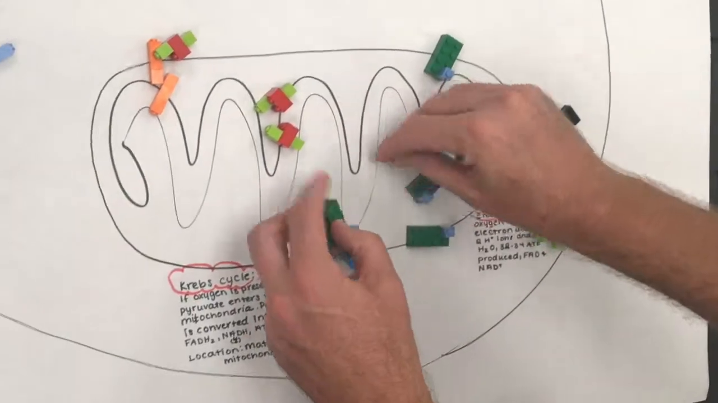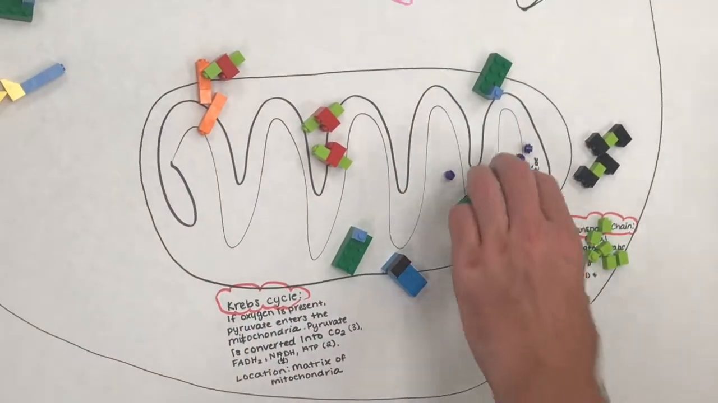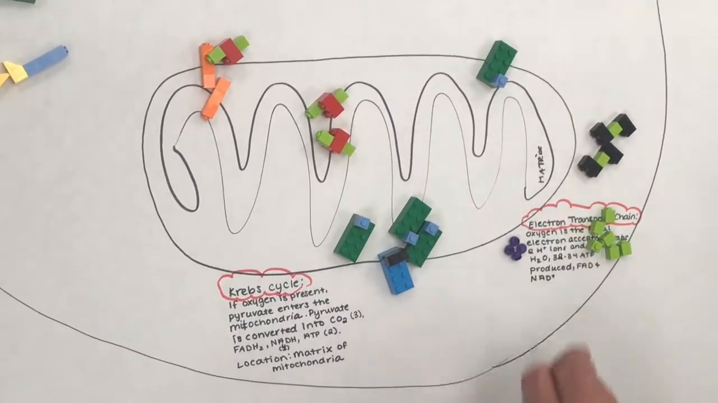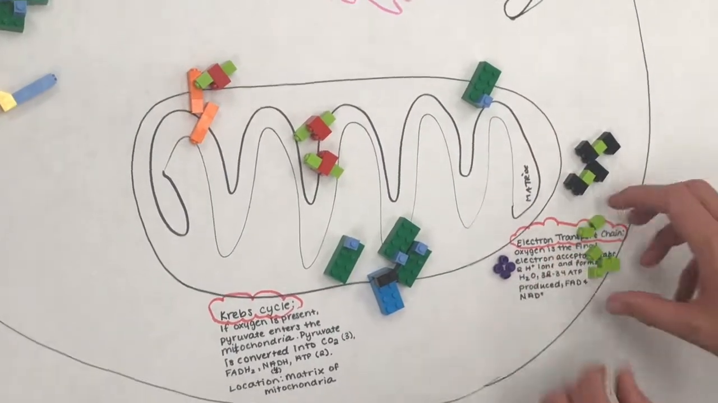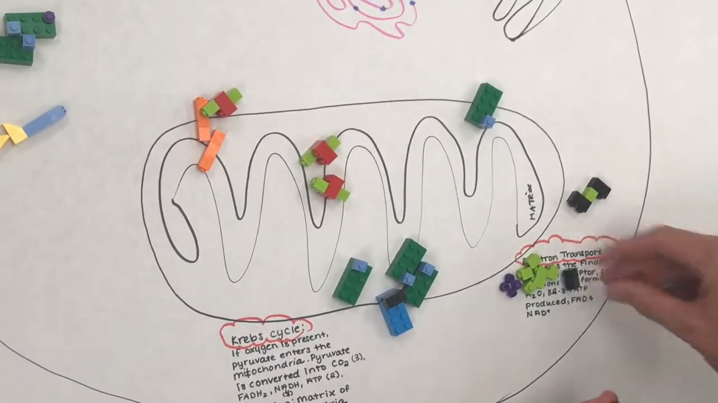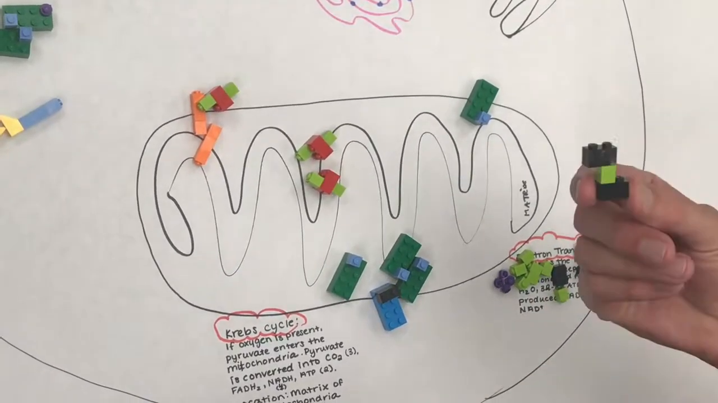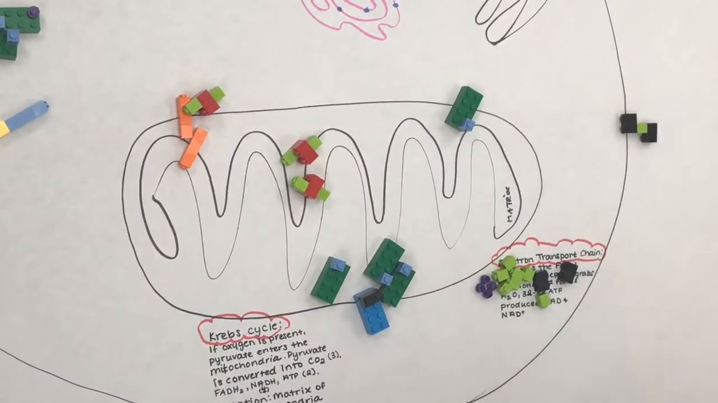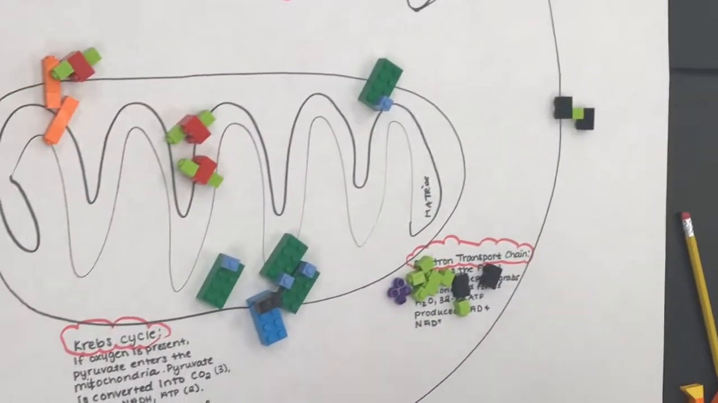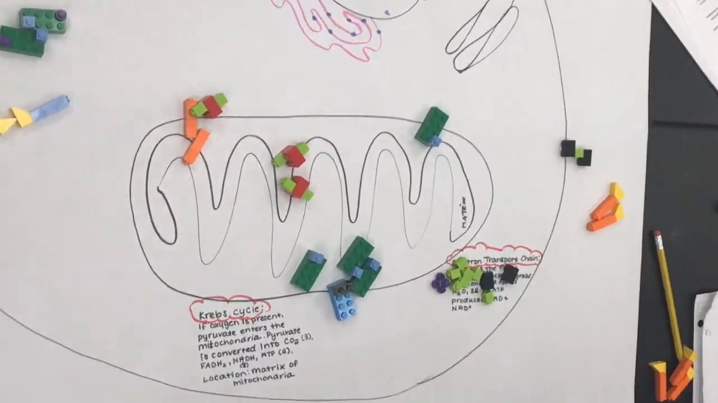And those electrons continue to give up their energy until they get to the end of the electron transport chain, where they join with oxygen and hydrogen ions to make water. The hydrogen ions then flow through ATP synthase, which then makes a whole bunch of ATP.